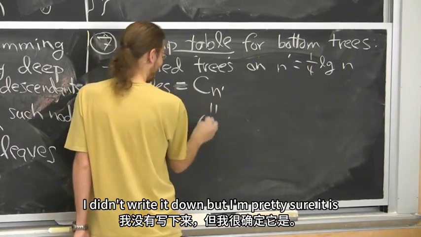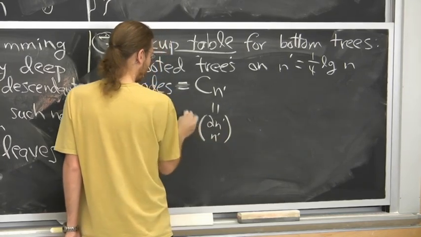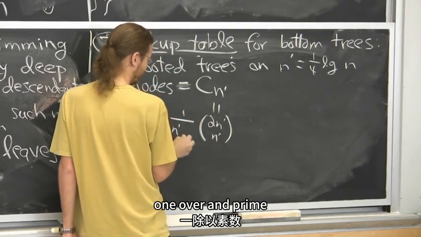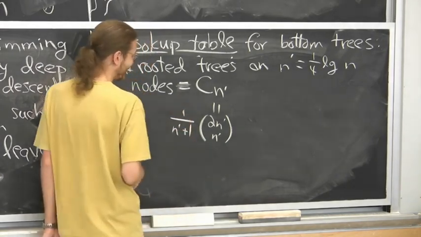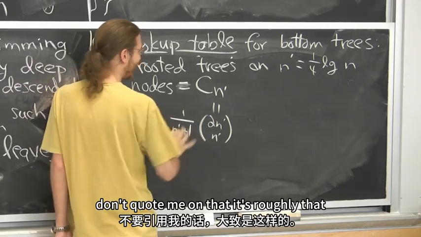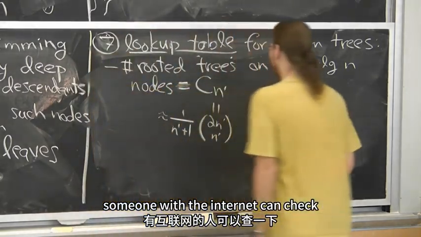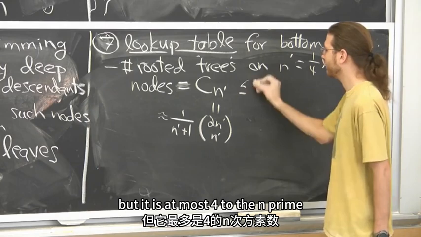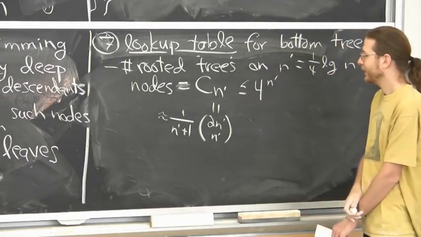I didn't write it down, but I'm pretty sure it is 2n' choose n', times 1 over n' plus 1-ish. Don't quote me on that. It's roughly that. It might be exactly that. Someone with the internet can check. But it is at most 4 to the n'. So the computer science answer is 4 to the n, indeed.